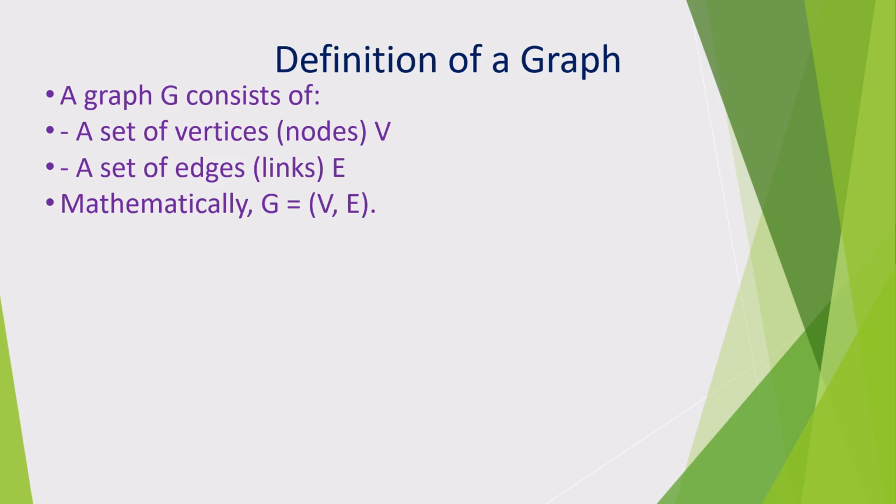What is a graph? Graph G. We usually represent a graph by the letter G. Graph G is an ordered pair (V, E) where V is a set of vertices and E is a set of edges. So combining vertices and edges together is called a graph.